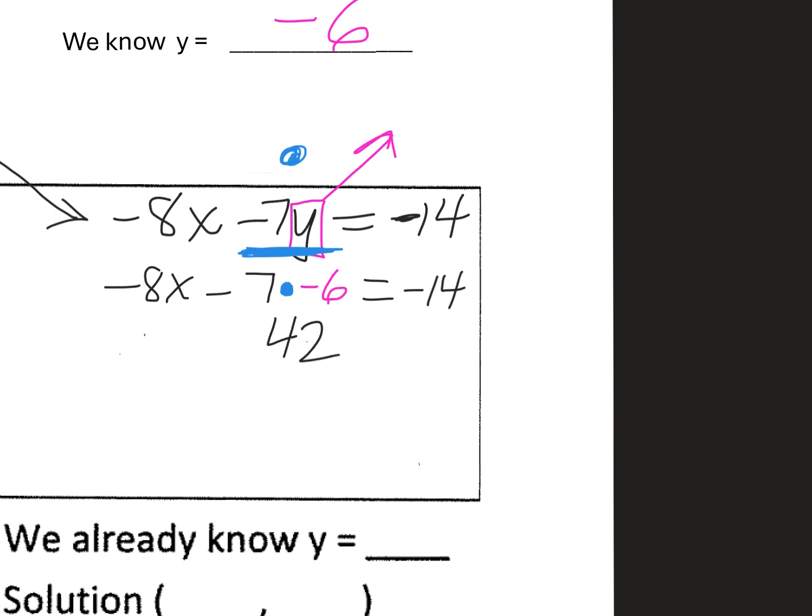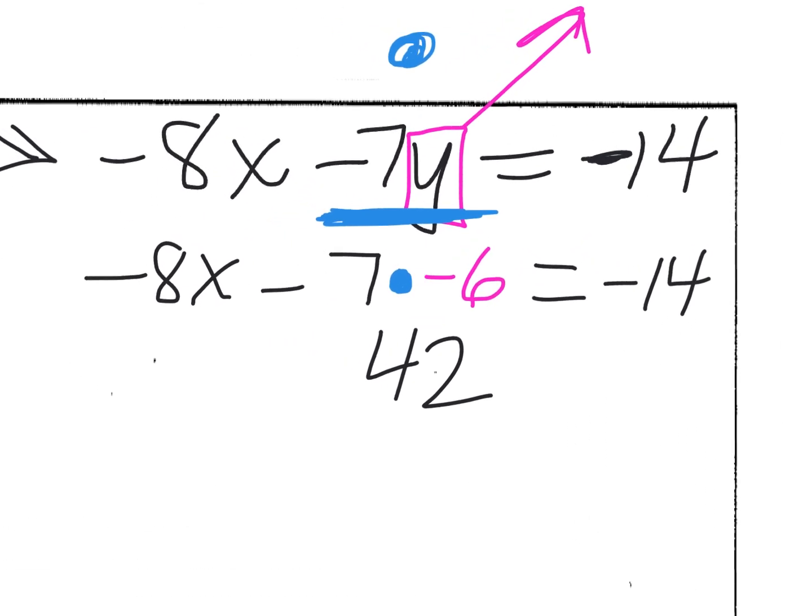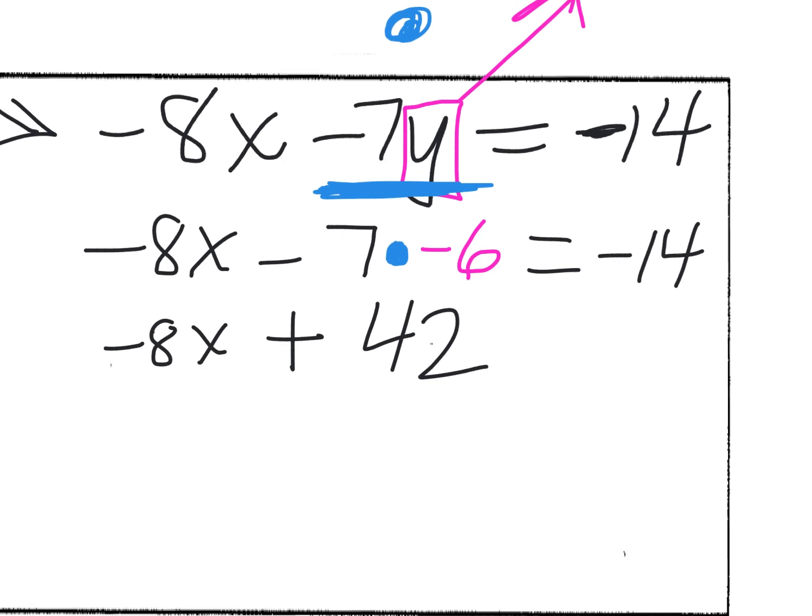Now, because we have this x over here and a 42, remember, variables do not like to mix. This one has an x. This one doesn't have an x. That means we can't put them together. So since it's a positive 42, I need to put a plus in between the 8x and the 42 because you can't put them together. Whew, I know this is a lot, guys.